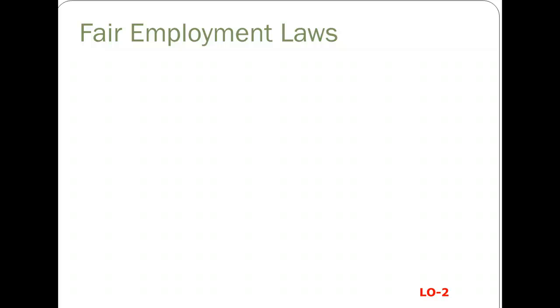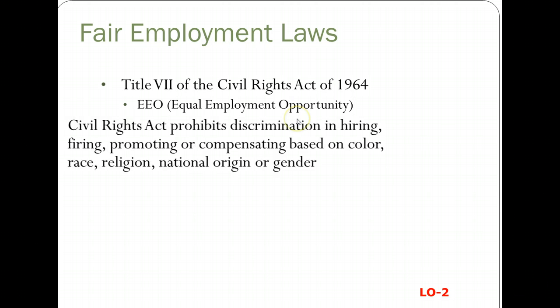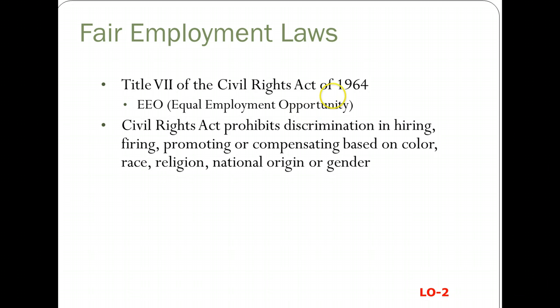This is Chapter 1, Learning Objective 2, in which we're going to examine the record-keeping requirements of some of the employment laws. Title VII of the Civil Rights Act of 1964, the primary thing is equal employment opportunity, which basically says everybody gets an opportunity at employment and you can't discriminate.